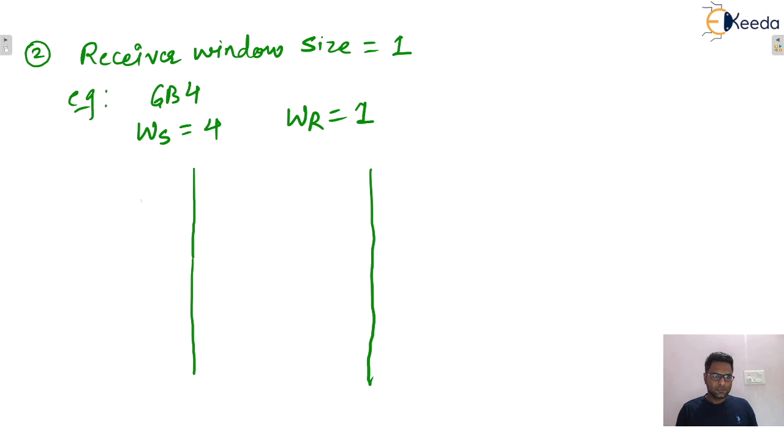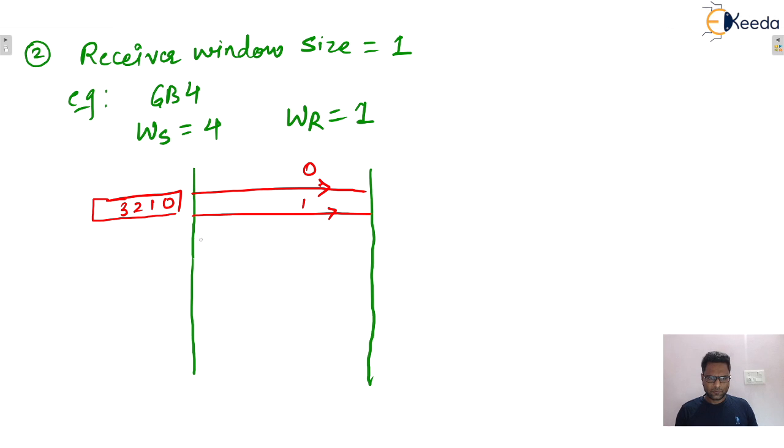Let's say the sender window size is 4, that is 0, 1, 2, 3. Presently, don't worry about the sequence numbers, how many sequence numbers are required? As many as there are, so we will be using 0, 1, 2, 3, after that 4, 5, 6 and so on. So the sender will transmit packet number 0, then packet number 1, then packet number 2, then packet number 3.